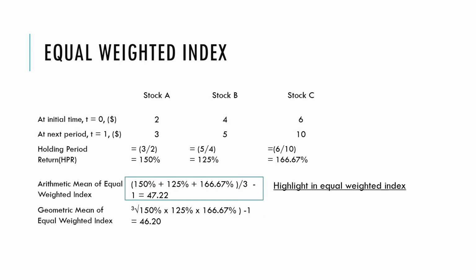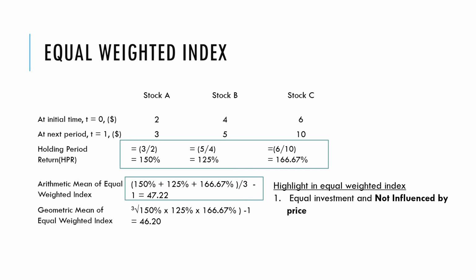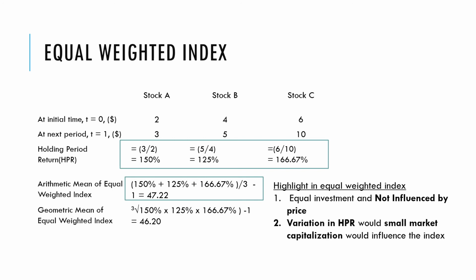In the equal weighted index, it assumes equal investment in each stock, and we need to calculate the holding period return for each stock, and measure an arithmetic mean and geometric mean. It measures the return rather than the price, and therefore is not influenced by price. However, earnings volatility and holding period return (HPR), especially in small capitalization stocks, would impact the equal weighted index.